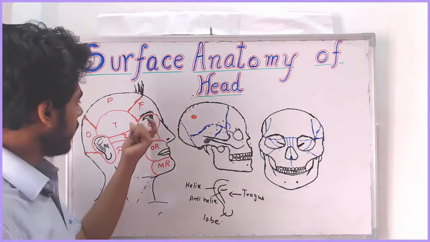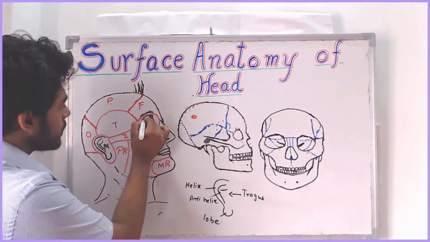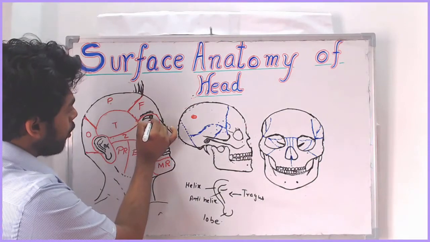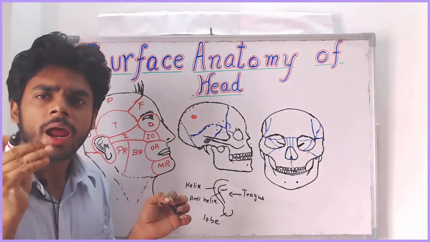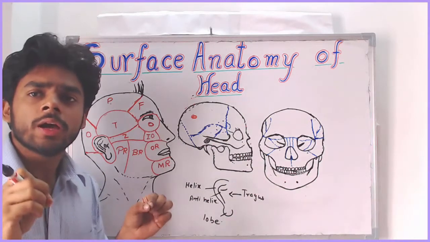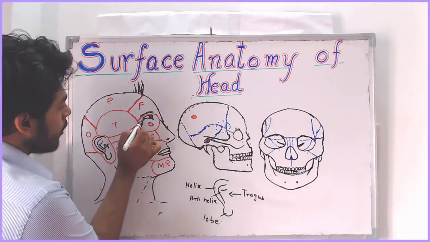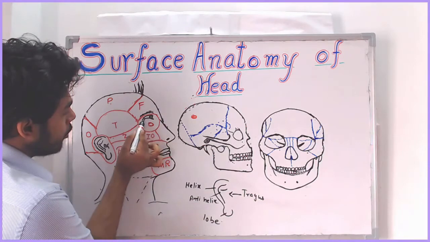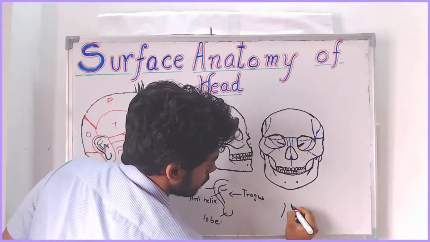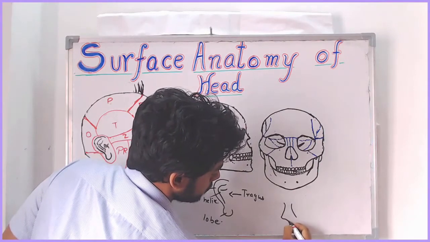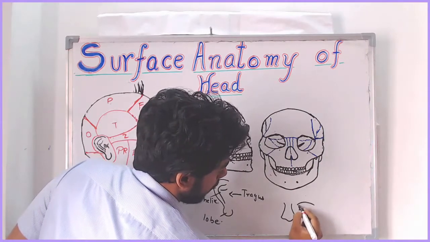In the orbital region, we have the eyes. The orbital region comprises the eyes. The outer corner where the upper and lower eyelid meet is called the lateral canthus. Here, where the upper and lower eyelid meet, let this be a nose, and this is the eye.